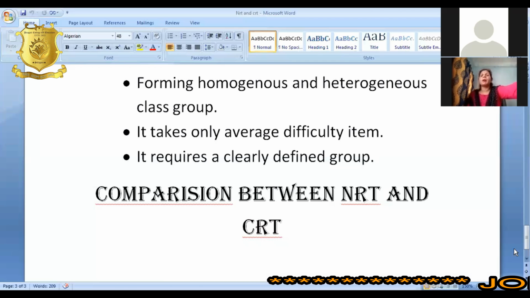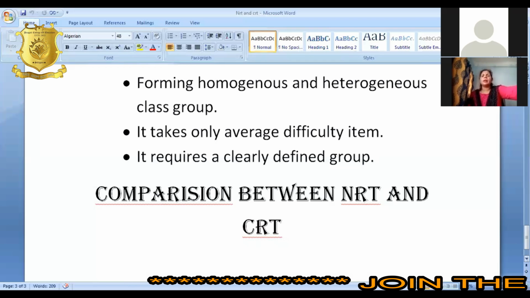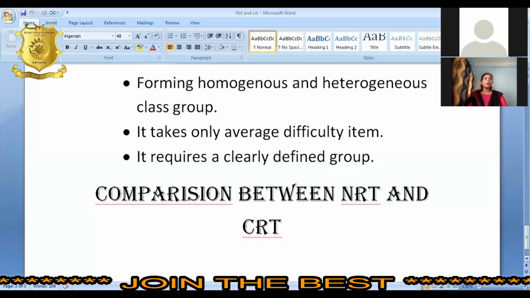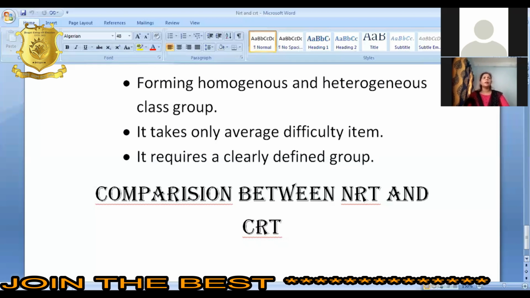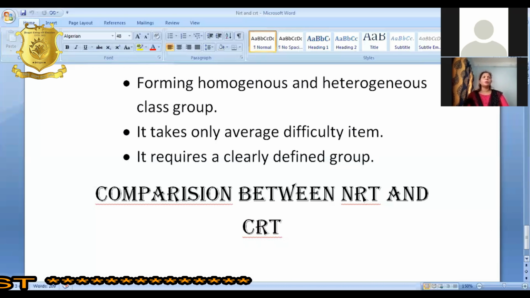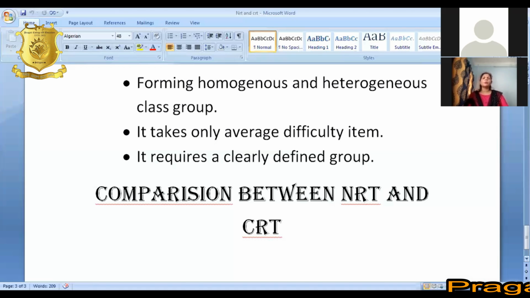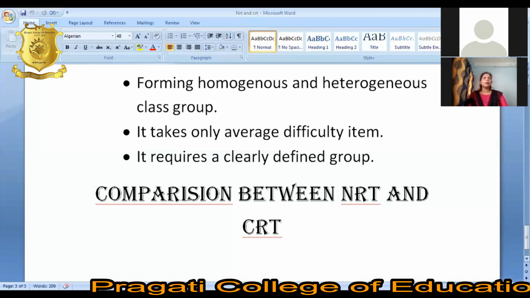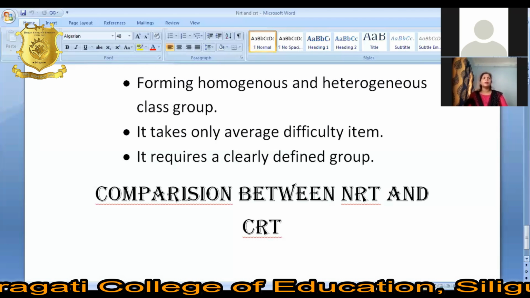Now we'll discuss the differences between the CRT and NRT. The difference is CRT is used to determine the individual status with respect to the defined achievement domain. And the NRT is used to determine an individual status with respect to the performance of other individuals on that test. The CRT describes the individual performance in terms of what he can do or what he cannot do. But in case of NRT, you determine the individual performance in terms of the relative levels of learning.